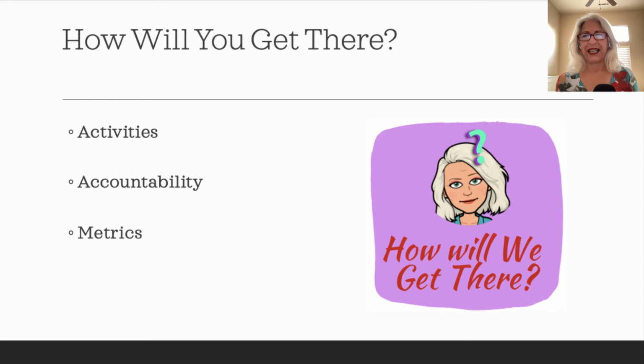Now comes the third section: how will you get there? And these are the activities that you need to put in place to get you there, the accountability that you need to put into place to keep you on that path, and the metrics, or the measurements, if you will, that help us measure our progress, right? Are we actually on that path? Because that's the part that helps us stay on the path, right? So let's look at those a little bit more.